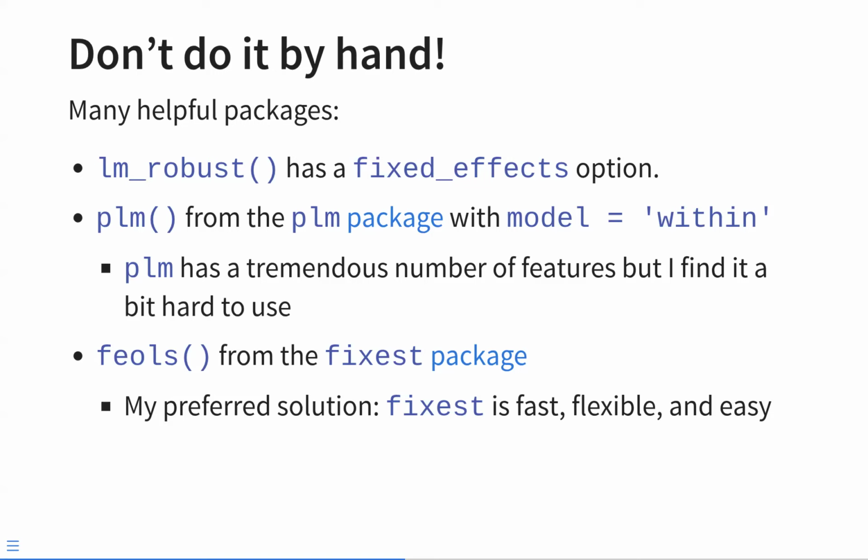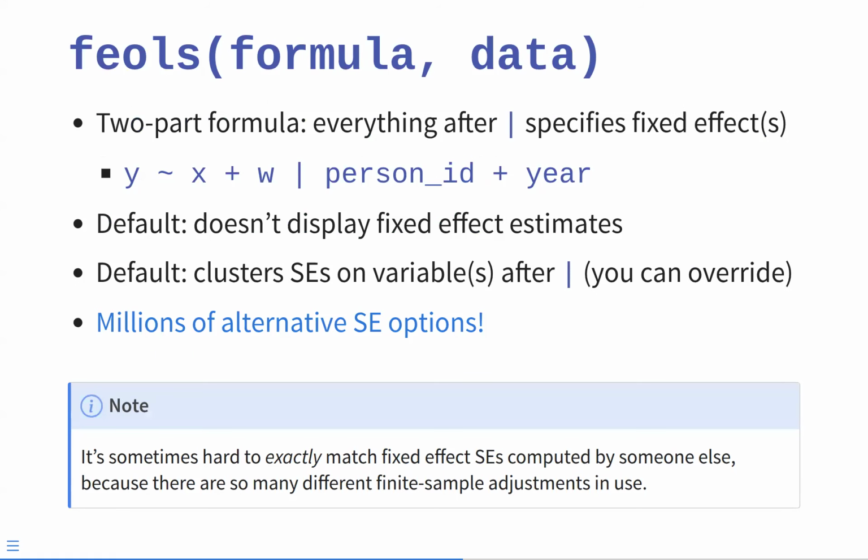There is actually a whole book written about it. There's a lot of documentation online. So depending on what you want to do, you might want to take a look at the PLM package. But my preference is actually for the function feols from the package fixest. And as usual, I've got some links on the slides. Here you can see the PLM package and the fixest package. So you can read more about how these packages work. Fixest is my preference. It's fast, it's flexible, and it's very easy. Let me show you just how easy it is.